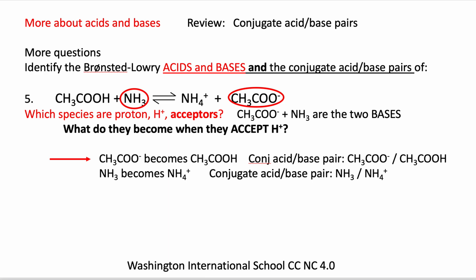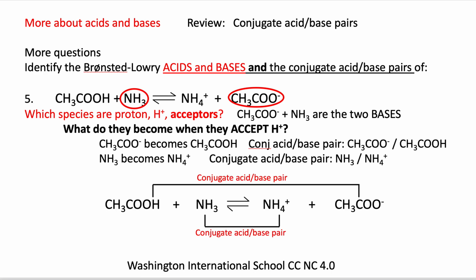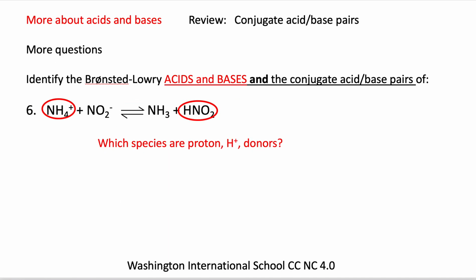So the ethanoate ion will become ethanoic acid, so looking at the reverse reaction there, the ammonia becomes the ammonium ion when it accepts a proton. And we then look at the equation with the square brackets, and again the same pairs of conjugate acid-base pairs there.